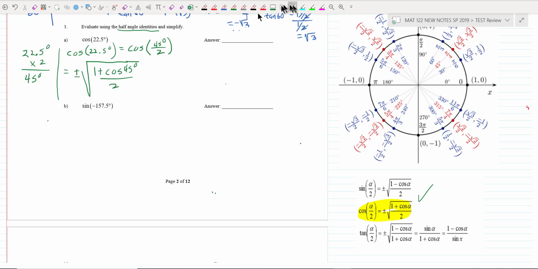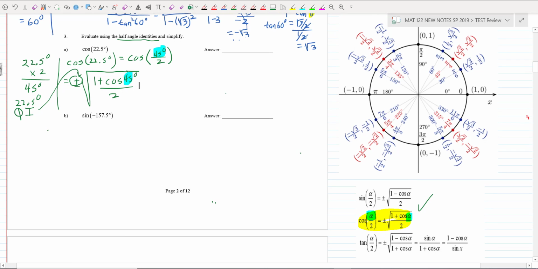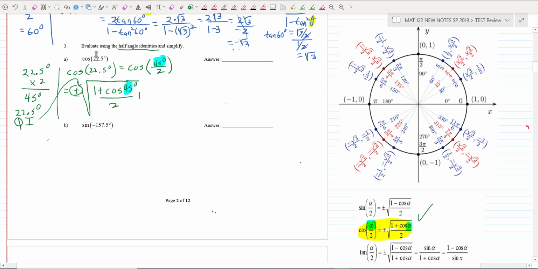So that's the identity. And when you're working with this, you want to remember that this angle alpha in this formula is the 45, not the 22.5, okay? Now, the next thing is, well, what's the deal with this plus minus? Well, the original angle, 22.5, is in quadrant 1, and every quadrant 1 angle is positive, so that means we're going to have a positive answer to this problem then. Okay, so you just have to figure out: is it negative or positive based on the quadrant of the original angle?